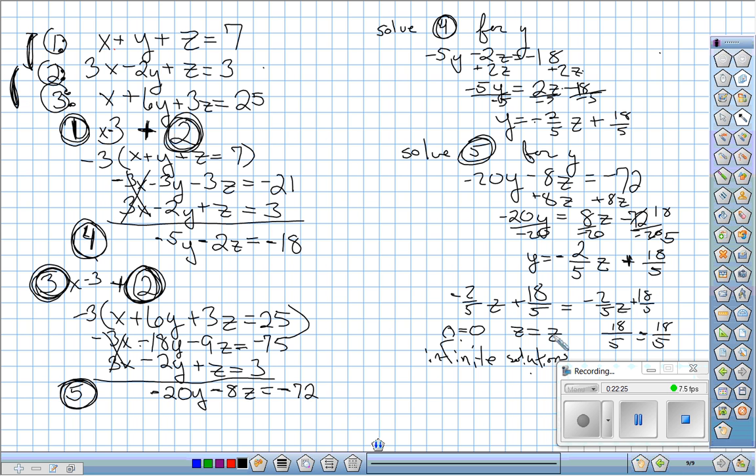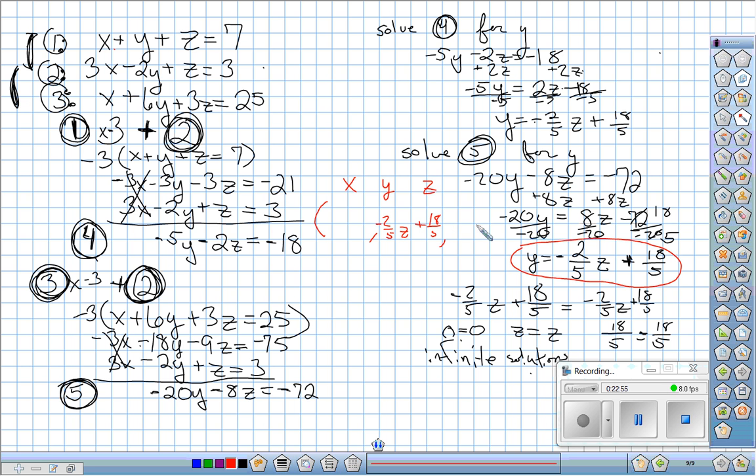So it looks really weird and it's still always confusing when I get this for one of my answers. That will actually be what my point is though. So if I were to write this so far as an ordered triple, I haven't solved anything for x yet, but I have y as an equation of z. So this would usually be like my x, y, z stuff. My y will be negative 2 over 5z plus 18 over 5.